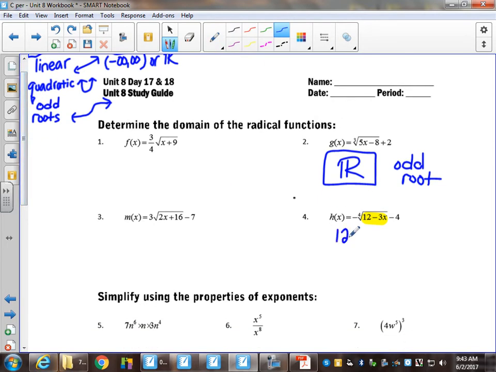So we need to figure out what values of x would cause that to happen. So I take 12 minus 3x and I write what? 12 minus 3x equals 0? Less than or equal. Greater than or equal to 0. We're saying it has to be 0 or bigger. So now let's get our ninth grade solving skills going. What are we going to do first? Minus 12. Subtract 12 from both sides.